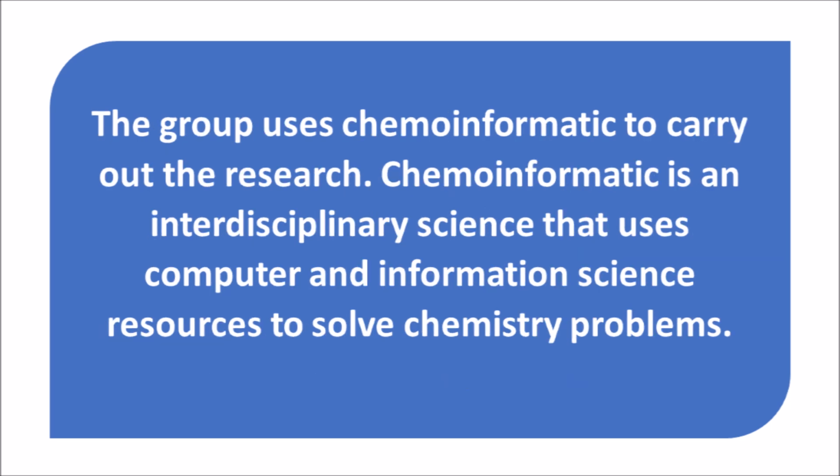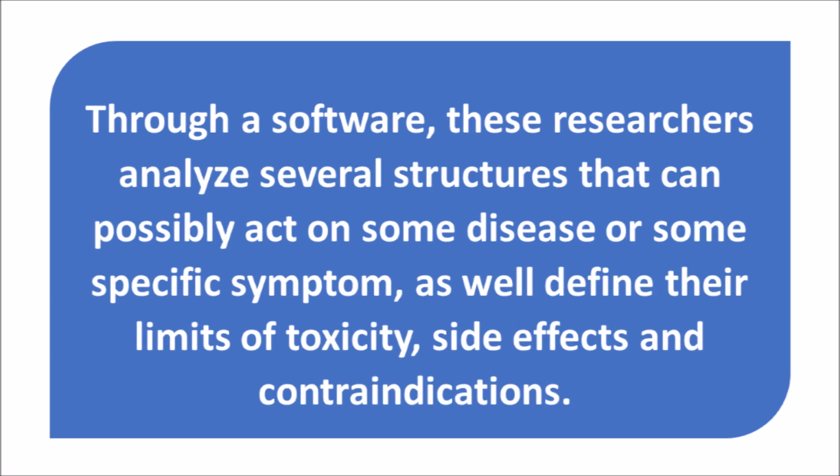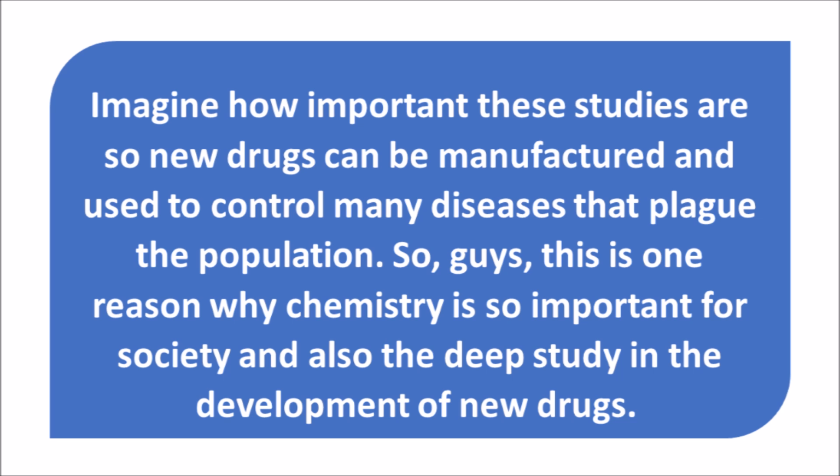The group uses chemoinformatics to carry out the research. Chemoinformatics is an interdisciplinary science that uses computer and information science resources to solve chemistry problems. Through a software, these researchers analyze several structures that can possibly act on some disease or some specific symptom, as well as define their limits of toxicity, side effects, and contraindications. Imagine how important these studies are so new drugs can be manufactured and used to control many diseases that plague the population. So, guys, this is one reason why chemistry is so important for society, and also the deep study in the development of new drugs.